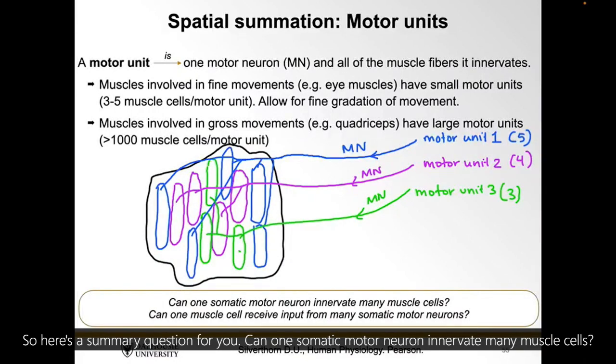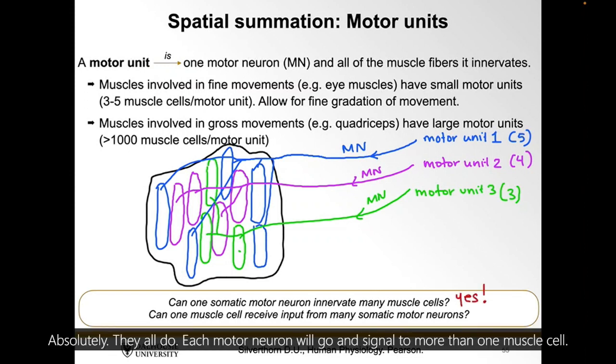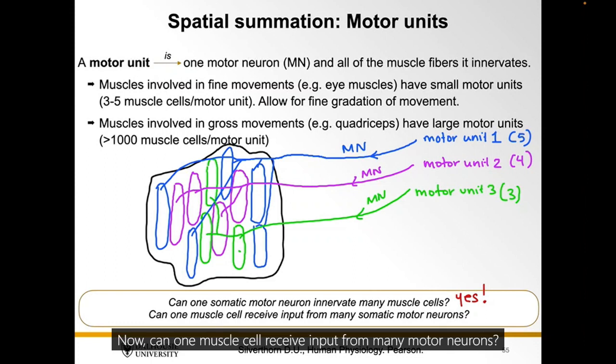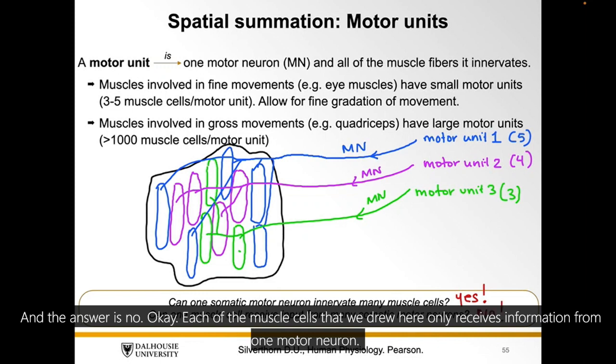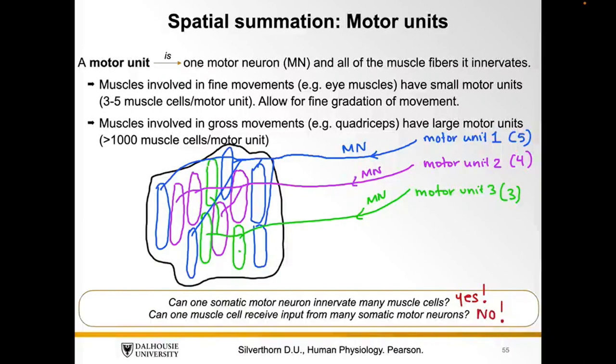So here's a summary question for you. Can one somatic motor neuron innervate many muscle cells? Absolutely. They all do, okay? Each motor neuron will go and signal to more than one muscle cell. Now, can one muscle cell receive input from many motor neurons? And the answer is no, okay? Each of the muscle cells that we drew here only receives information from one motor neuron.